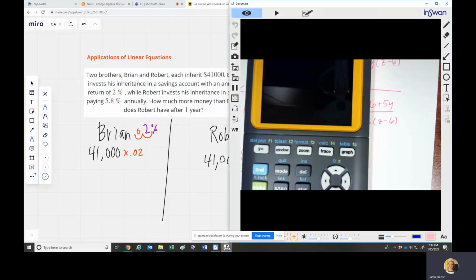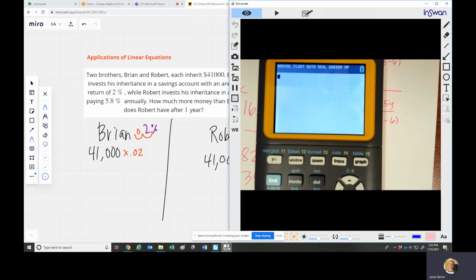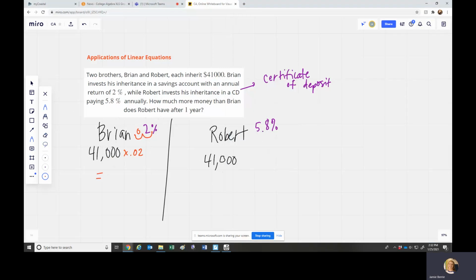Now let's get our calculator. Clear all that out. 41,000. Well, I had too many zeros in there. Let me try that again. 41,000 times 0.02. So Brian is going to make $820 per year off of his savings account. That's a pretty high interest for a savings account. Normally the savings account interest isn't that high.